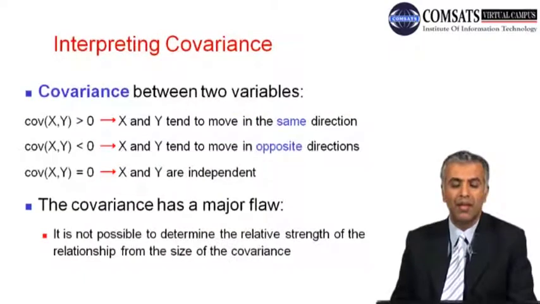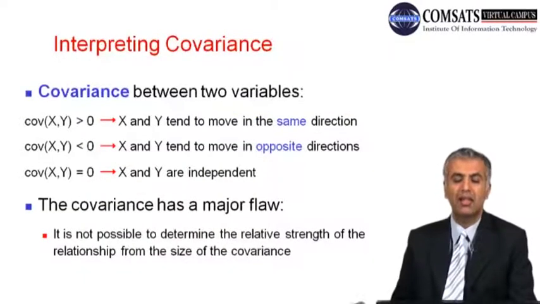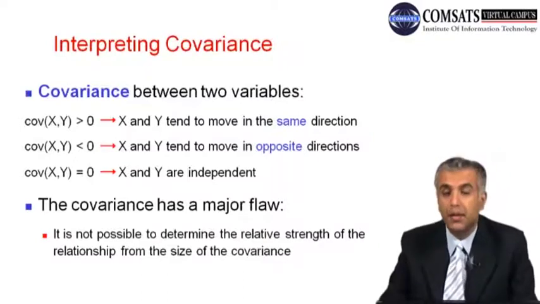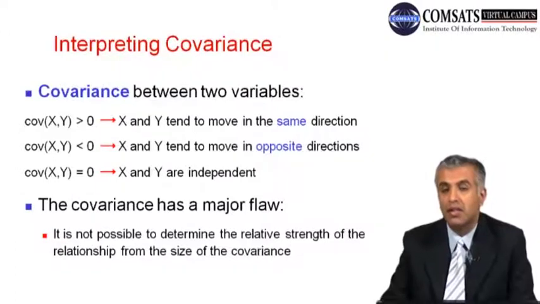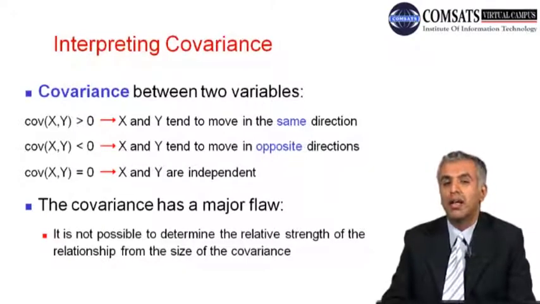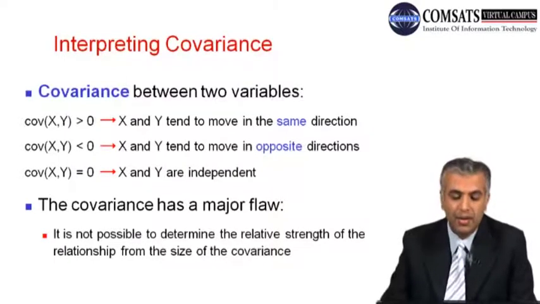So the main interpretation of covariance between any two variables is that if covariance is greater than 0, then both variables have a relationship in the same direction, and a change in one variable in one direction would cause a change in the other variable in the similar direction.